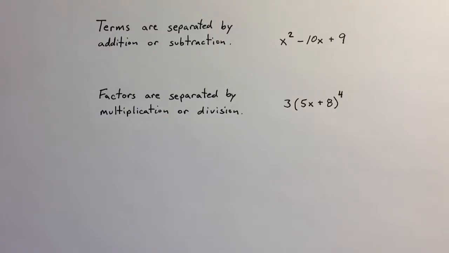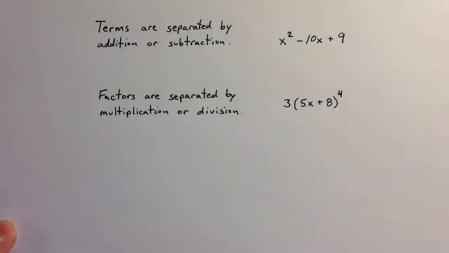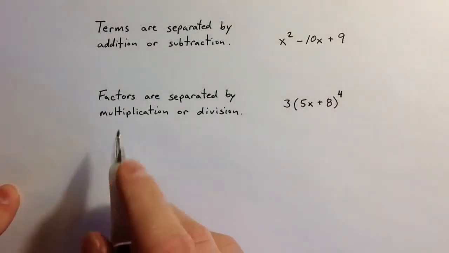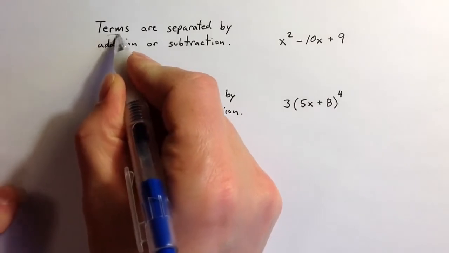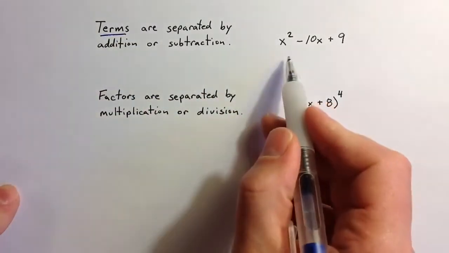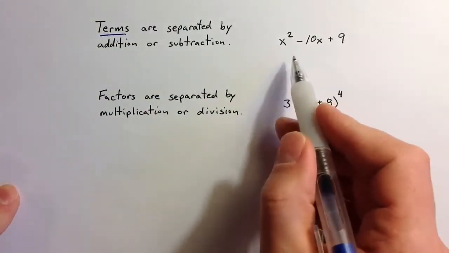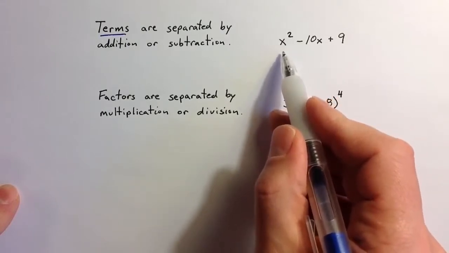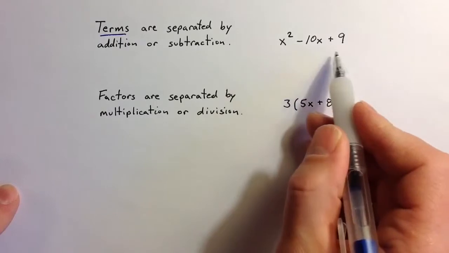In a world full of mathematical expressions, there are terms and there are factors. Let's talk about the difference between terms and factors. In mathematical expressions, terms are separated by addition or subtraction. In this expression here, we see three separate terms: x squared, 10x, and 9.